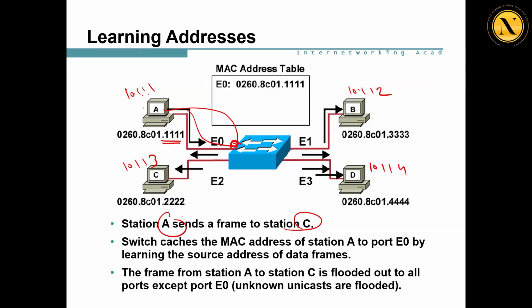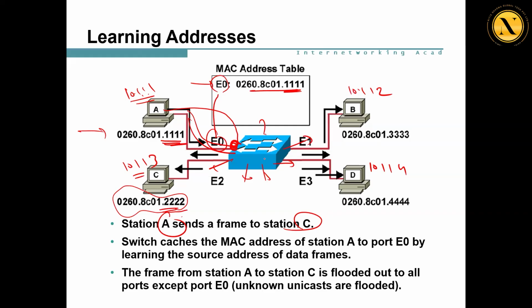Source MAC address will be this, source IP will be this, destination IP will be this, destination MAC will be this. When it comes inside a port, it's going to check the incoming frame's source MAC address. If it is not there, it will automatically cache it, right? E0, because I received this on E0, and the source MAC address is 1111. Now it will look at the destination address 222. It doesn't know. What will it do? It will flood it from every other port. It will make Xerox copies and give to everybody else, because I don't know where 222 is. Got it?